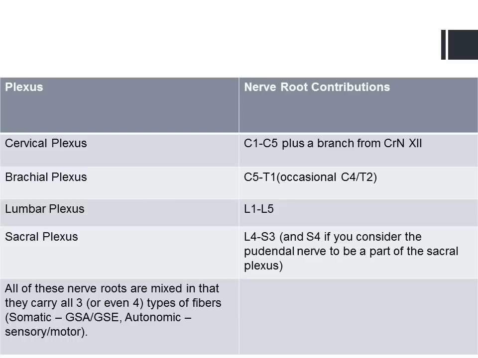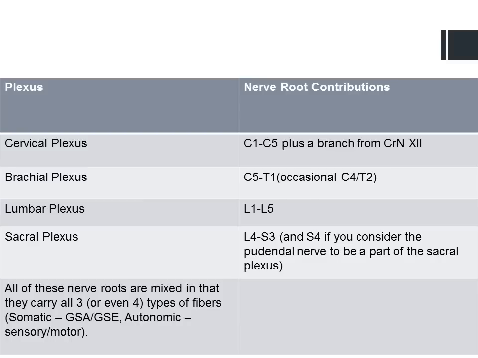Then we have the lumbar plexus, which is composed of nerve root contributions from L1 to L5. And then finally the sacral plexus consists of nerve root contributions of L3 through S3, and also S4 if you consider the pudendal nerve to be a part of the sacral plexus.